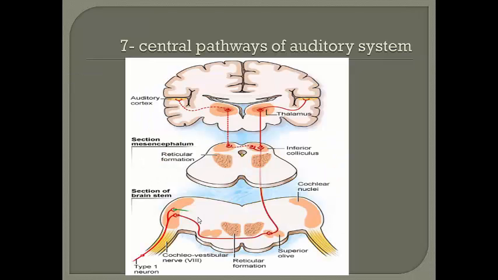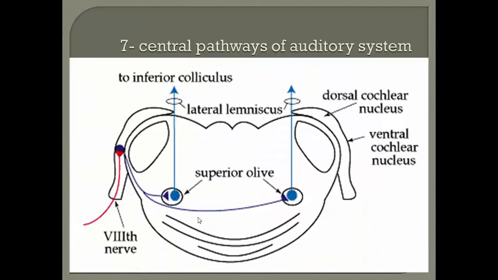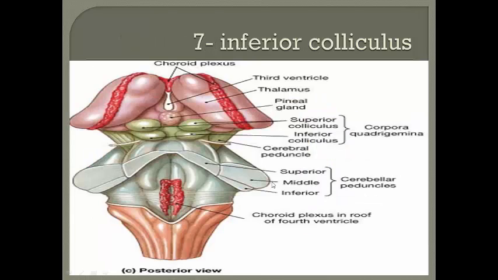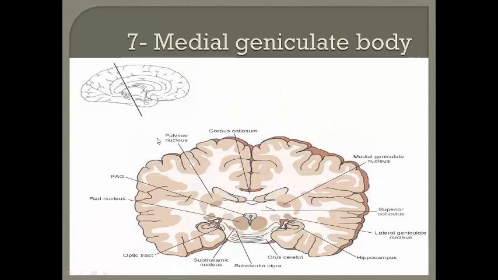Also, this is another shape of the central pathways of the brain. This is the superior olivary nucleus, and these are other nuclei important for hearing. And this is another picture showing the inferior colliculus, which is important in hearing and in hearing processes.